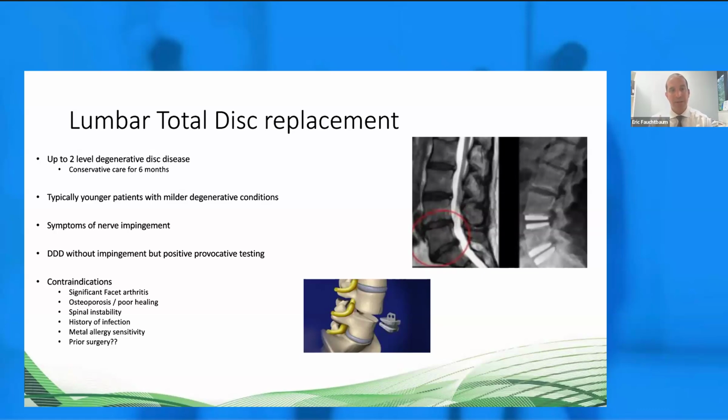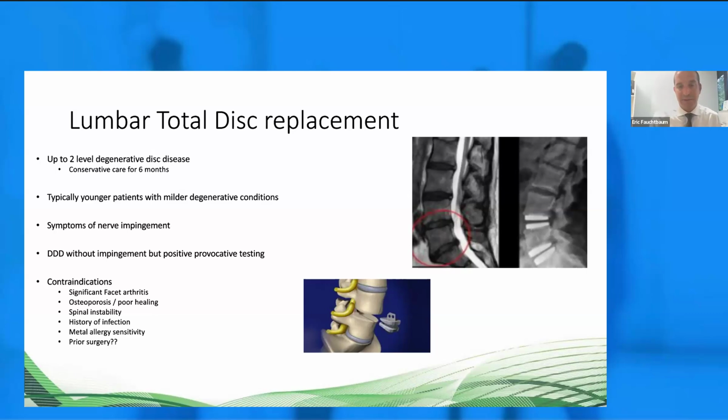This is typically a younger patient with less arthritis who is a candidate for this. Some contraindications to lumbar disc replacement include history of infection, having prior surgery, or a metal sensitivity to these implants. Obviously, you don't want to perform a motion preserving technique on a patient who has instability, because you're just going to worsen the instability.